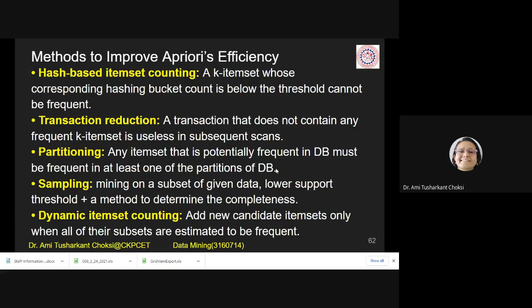Sampling, that is mining on a subset of the given data, with a lower support threshold plus a method to determine the completeness. That will save our time, isn't it? That will save our number of scans. Dynamic item set counting: add new candidate item sets only when all of their subsets are estimated to be frequent, right? So these are the ways to improve the Apriori algorithm's efficiency. Fine. We'll see them.